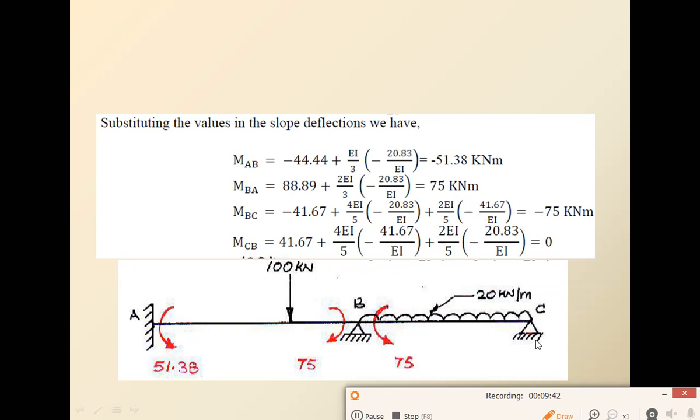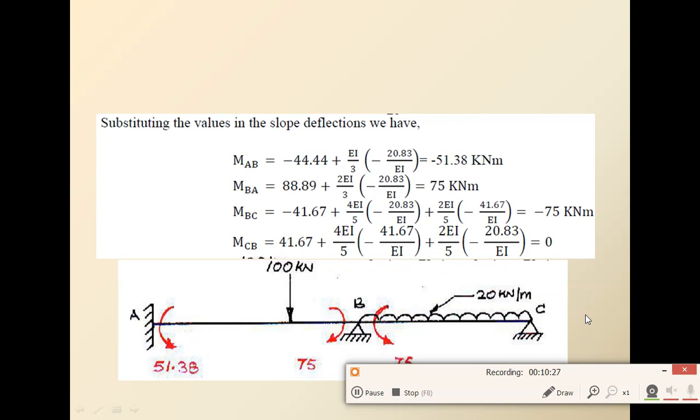Now you notify these moments like this. For the span AB, we have 51.38 anti-clockwise, 75 clockwise. Similarly, for the span BC, we have 75 anti-clockwise, and at support C we have 0 moment because it is a simple support. See here, MCB is finally 0. So this is how we can solve any continuous beam or frame by the slope deflection method.